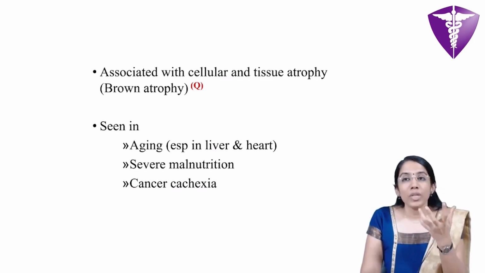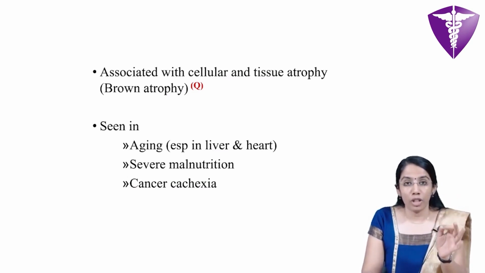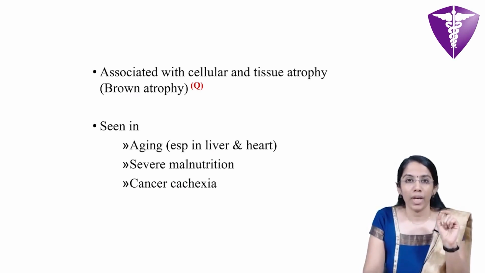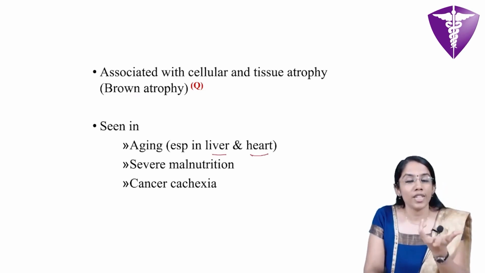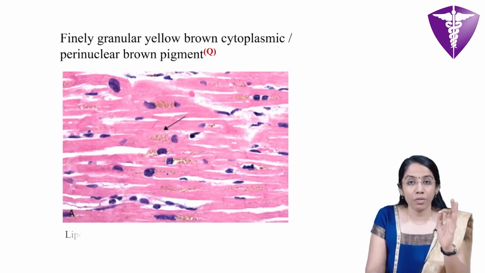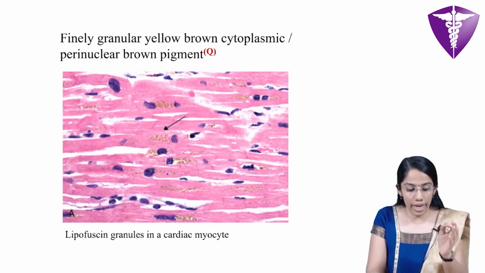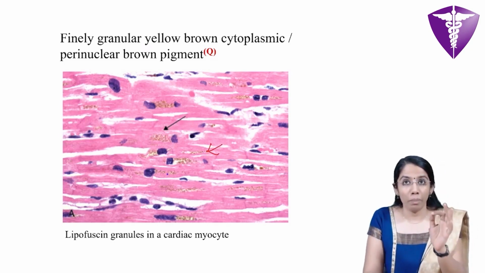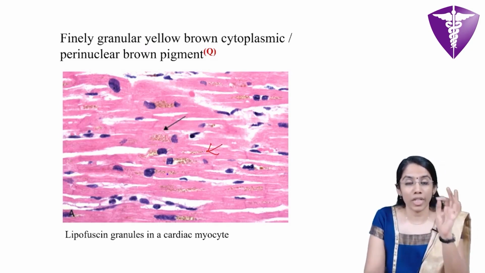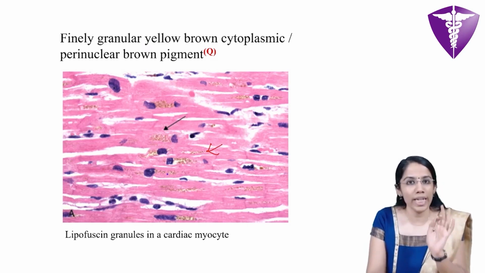This is associated with cellular and tissue atrophy. This is an important question. Which is a pigment associated with brown atrophy? That is lipochrome. It is seen mainly in aging, especially in the liver and the heart, and in cases of severe malnutrition and cancer cachexia. See in this diagram a section from the cardiac myocytes showing aging, and this is what is seen as lipochrome pigment, yellowish brown pigment situated in the cytoplasmic or the perinuclear location. That is how lipochrome pigment is usually seen.